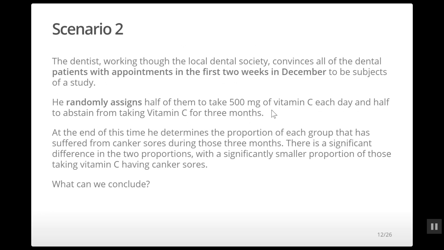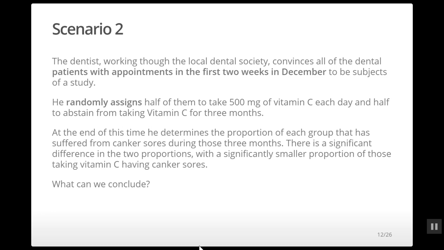All right, let's change this up. So here we're still going to select those with appointments in the first 2 weeks of December, but now we are randomly assigning them, some to take vitamin C every day, and the others are required to abstain from taking vitamin C. Okay, same results at the end of the study. What do we conclude this time?